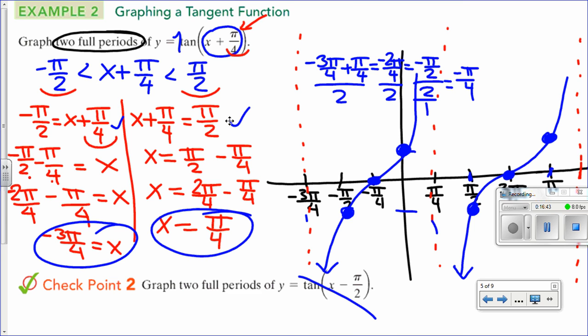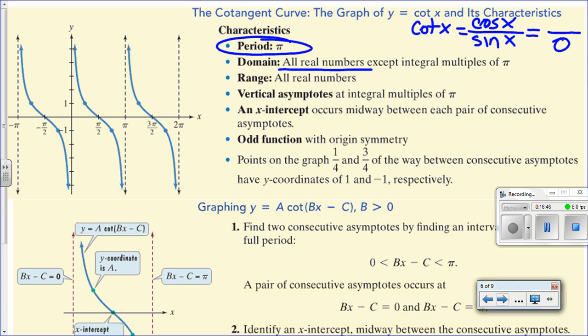Okay. So cotangent again. So I was saying that cotangent will be undefined whenever the sine is 0. And so that will happen at any multiple of pi. And not just any multiple, but integral multiples. What does that mean? Integral.